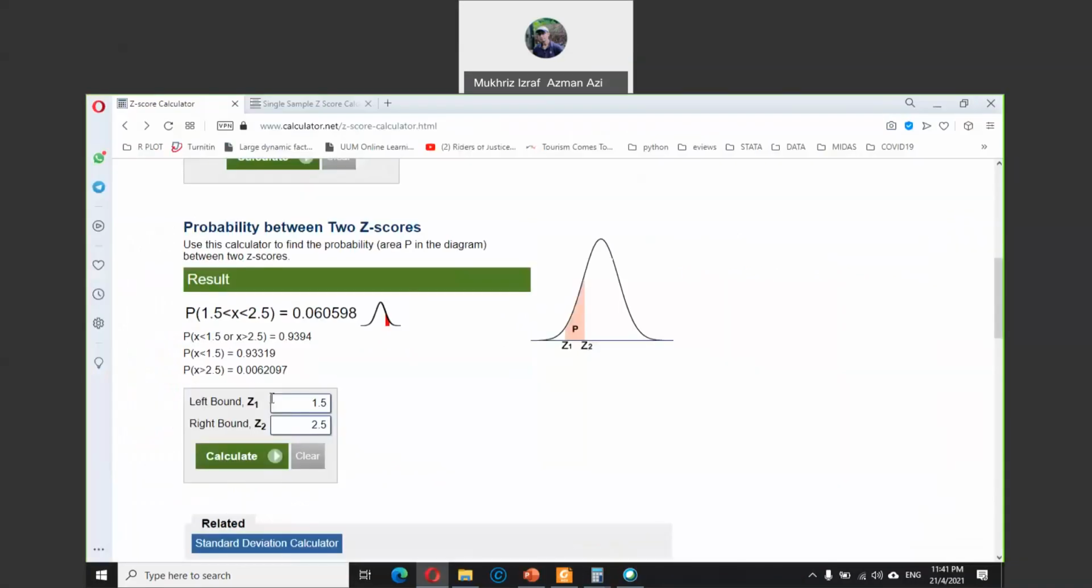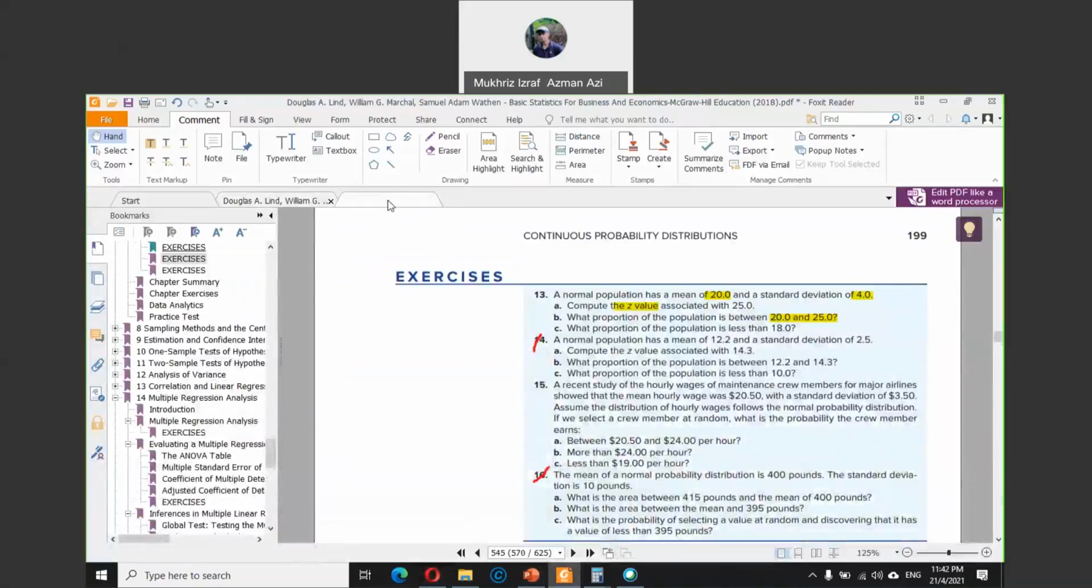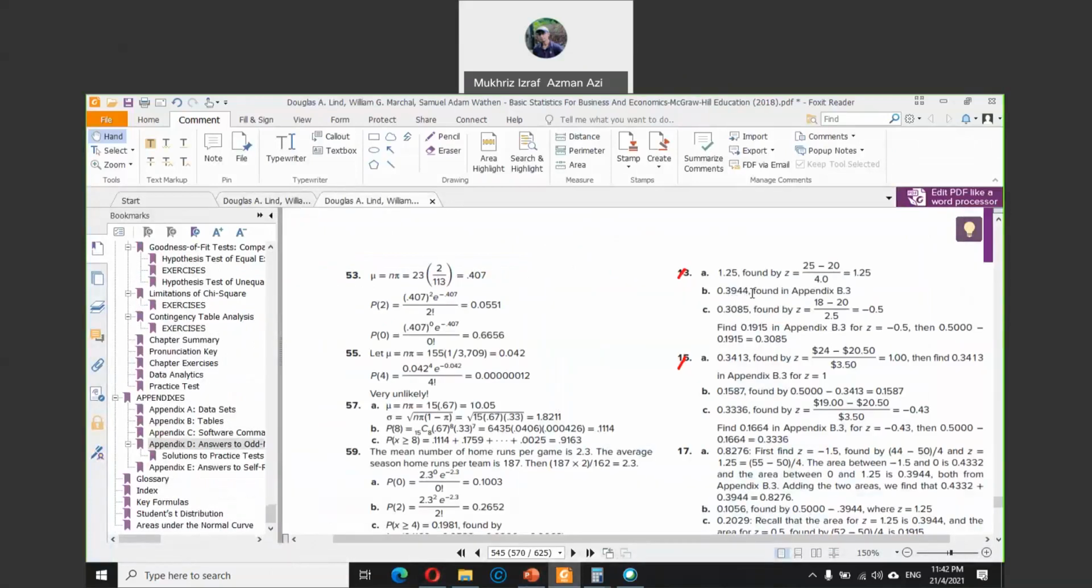So you can use this calculator now. It will be 0 and 1.25. So simply calculate, and then you should get the value between 0 to 1.25. Bear in mind this is actually Z, not X. So it will be 0.39444. Okay, 0.39435 or 0.3944, which is correct, 0.3944. And lastly 0.3085 is the answer.